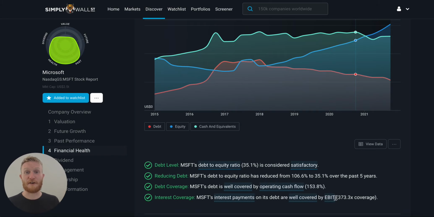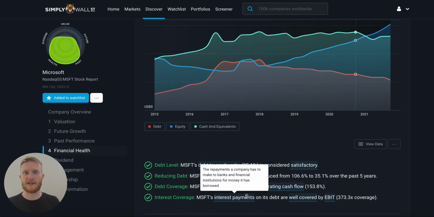And in this case, it's very, very well covered. It's 373 times that. So basically that tells you that yes, it does have leverage, and yes, it is affordable. If it didn't pass this check, it would tell you that the company is having trouble meeting its interest repayments, and that's a bit of a concerning sign. So that's something to look into.